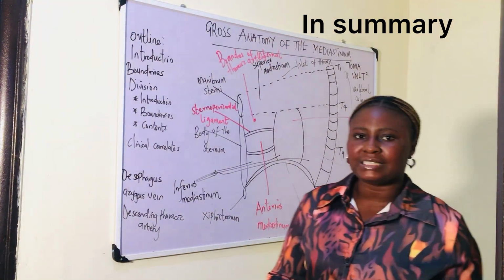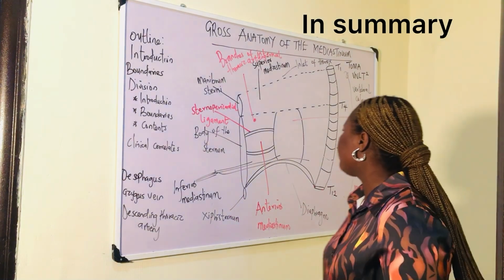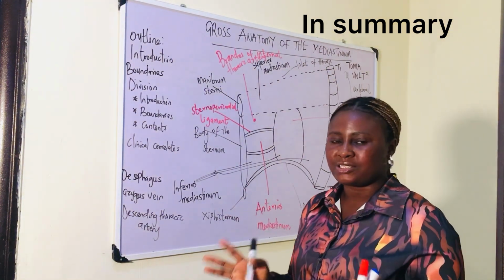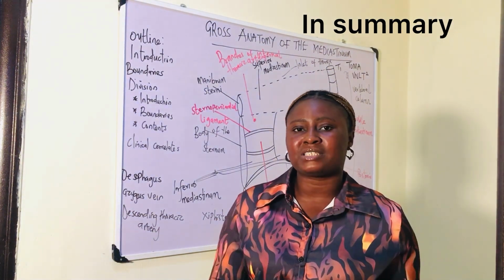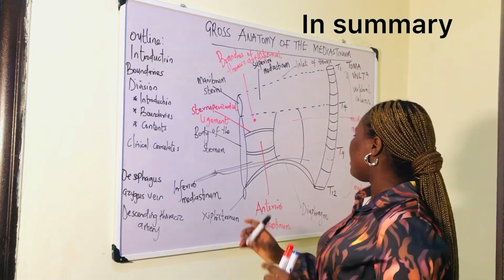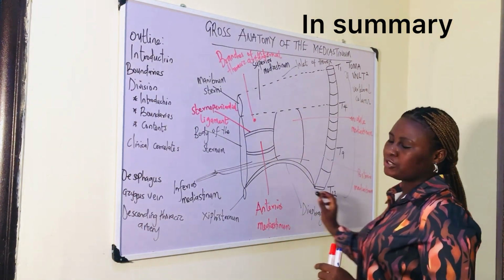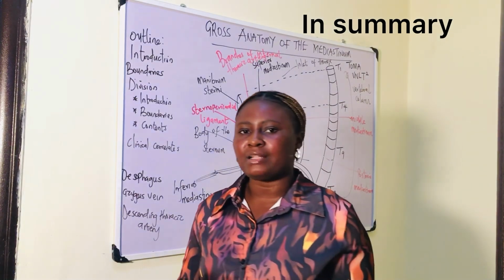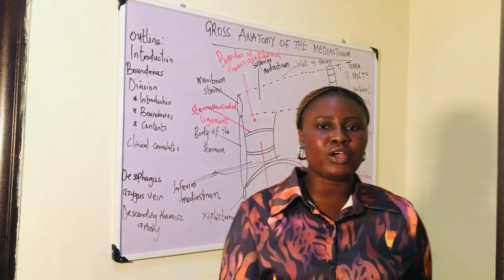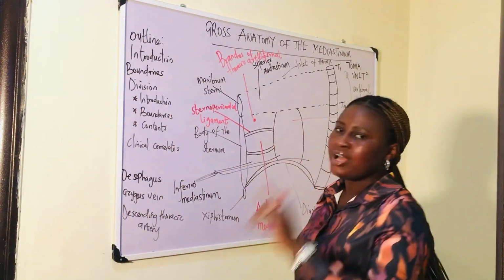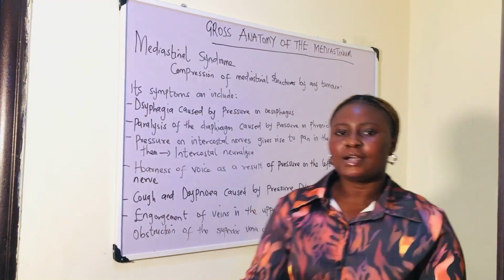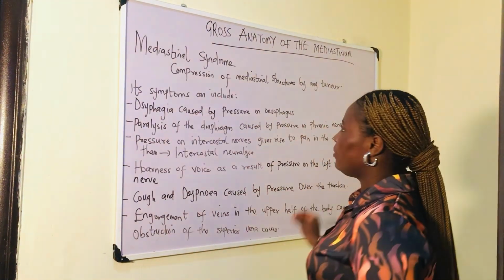Now the inferior mediastinum is divided by the pericardium into 3 parts. So the pericardium divides the inferior mediastinum into 3 parts. We have the anterior mediastinum, the middle mediastinum, and the posterior mediastinum. Now we have talked about them and their contents. Now let's go into the clinical correlates of the mediastinum.